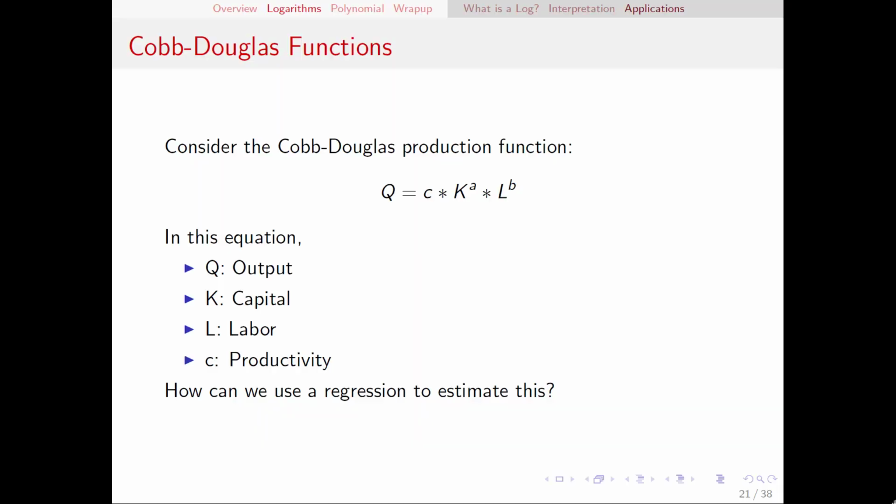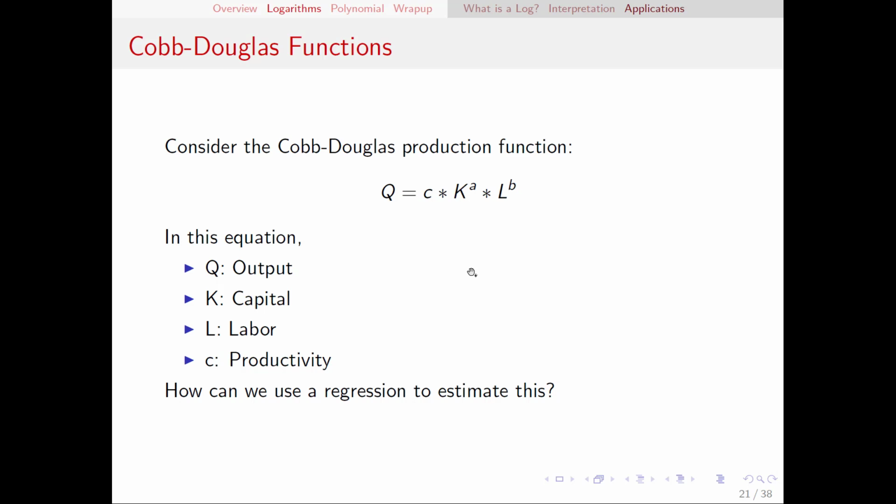Estimating percentage changes is certainly a very useful application of logs, but there's actually one more application of logs, and that's estimating non-linear functions. I'm going to use the Cobb-Douglas production function to illustrate how this works. Remember that the Cobb-Douglas production function is of the form K^a times L^b, where K is the amount of capital, L is the amount of labor. Now I'm adding a third parameter to this, which I'm going to call c. C is just a multiplier on top of the whole production function that you can think of as productivity.